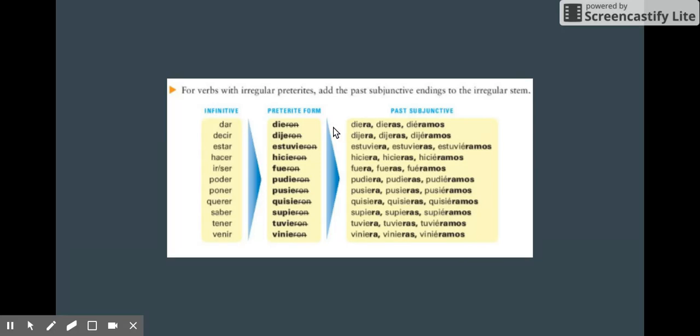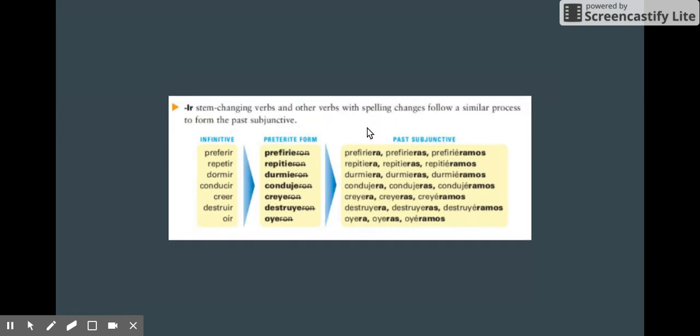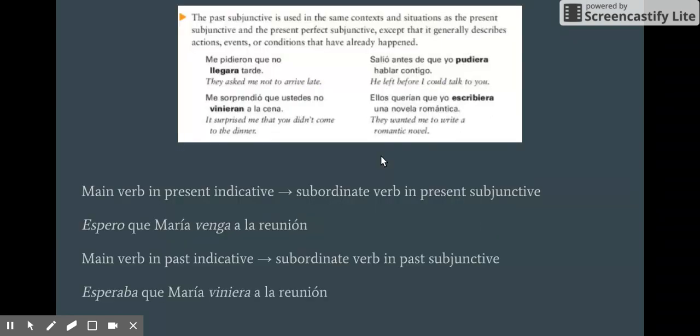The easiest way, I would recommend reviewing the preterite forms to make sure you have those down well. And then from there, you can take the third person conjugation and use that stem with the corresponding past subjunctive ending. One last thing, IR stem changing verbs also do the exact same thing, where you just take the third person preterite form, remove the ron at the end, and add the corresponding ending in the past subjunctive.